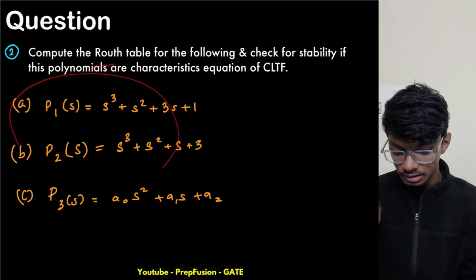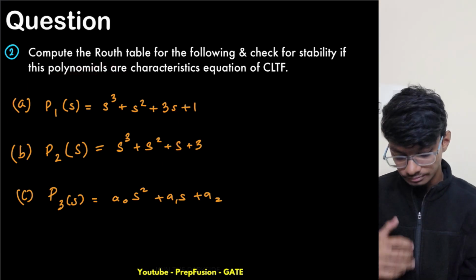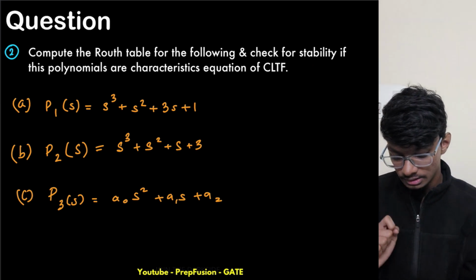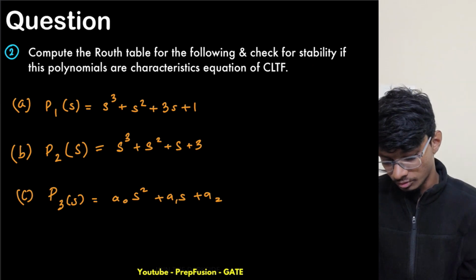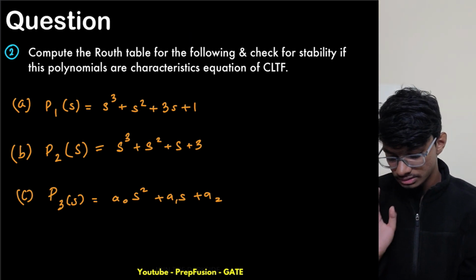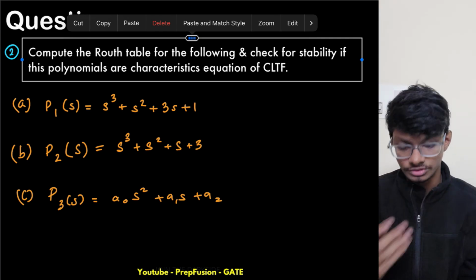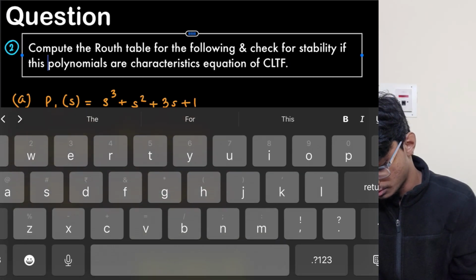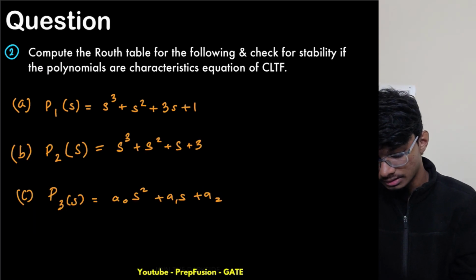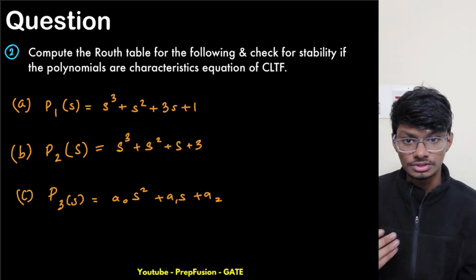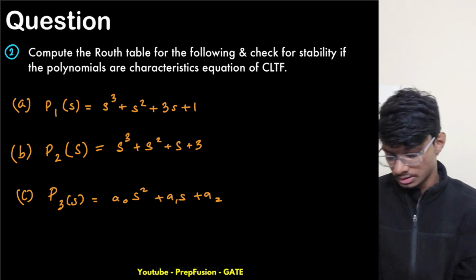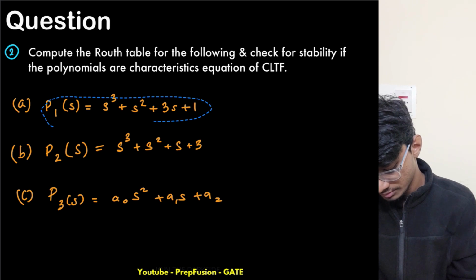We have to compute the Routh table for the following and check for stability if these polynomials are the characteristic equations of the CLTF. So firstly I will take this polynomial and compute the Routh table. So let me take this one.